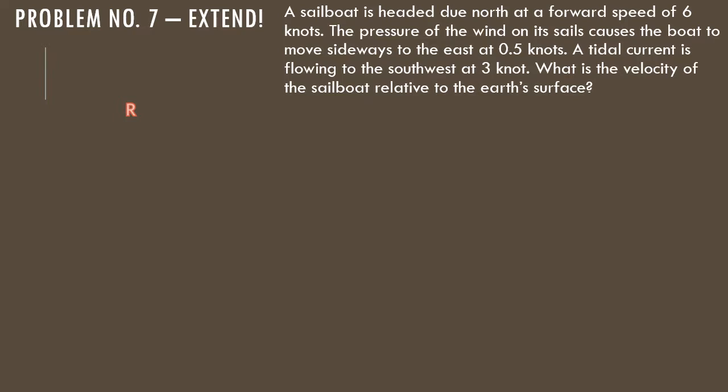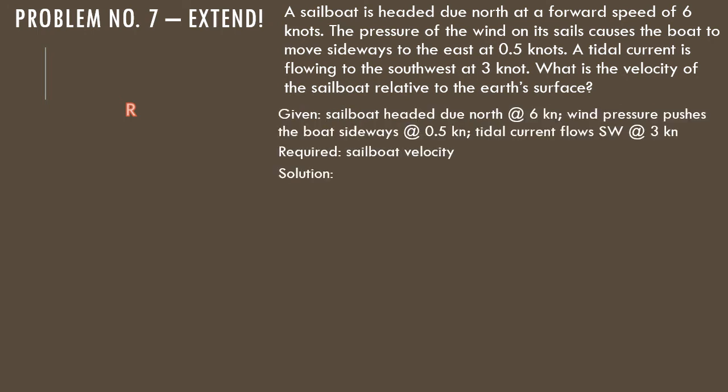So our next problem is problem number 7 in extent. So a sailboat is headed due north at a forward speed of 6 knots. The pressure of the wind on its sails causes the boat to move sideways to the east at 0.5 knots. A tidal current is flowing to the southwest at 3 knots. What is the velocity of the sailboat relative to the Earth's surface?